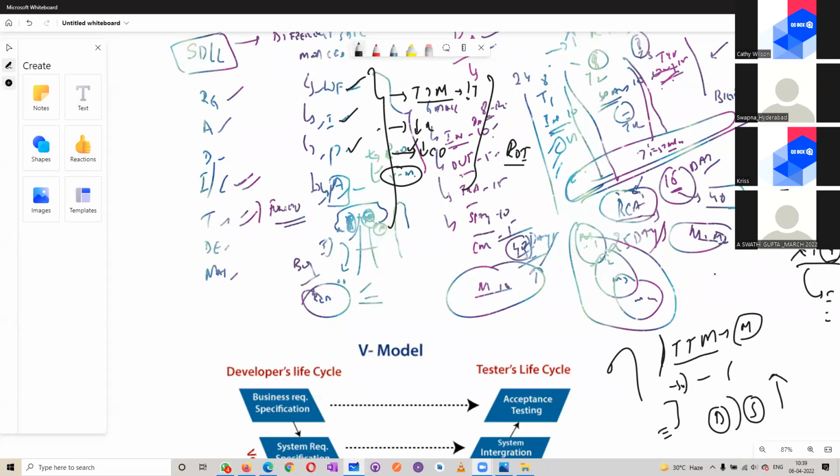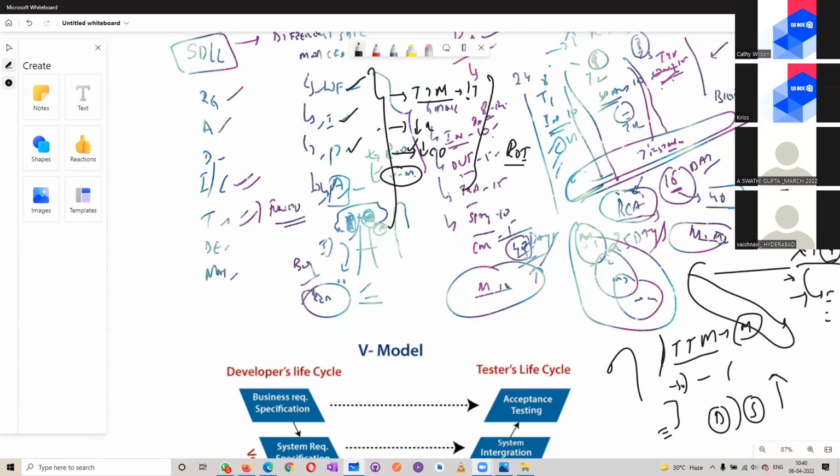Now if creating the product itself takes 1 year, by the time you go to the market, that idea is old and you are not able to sustain in the business. Will the business sustain? No. So keeping all these things in mind, the next model evolved in this pattern, which is the V model.